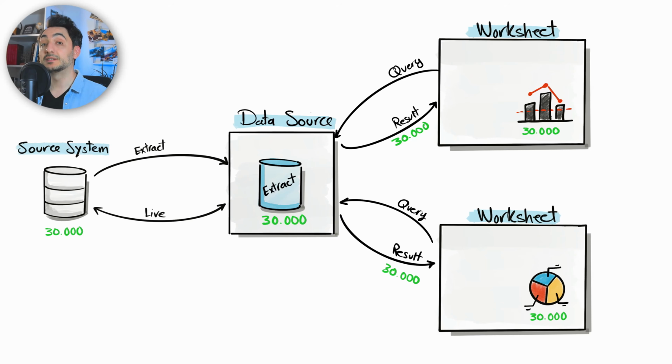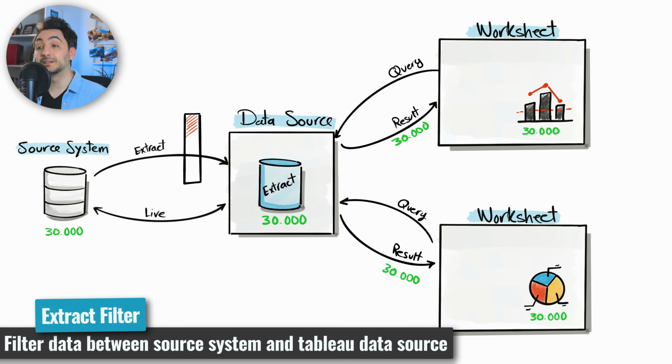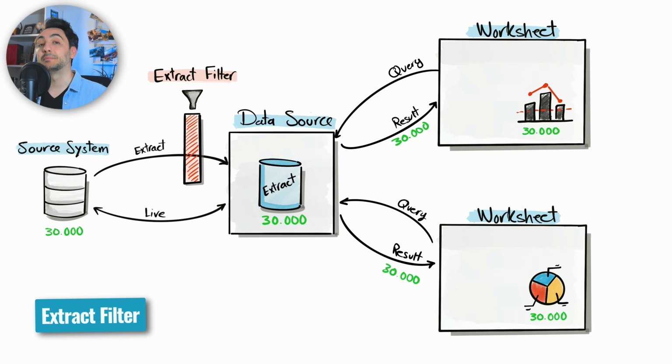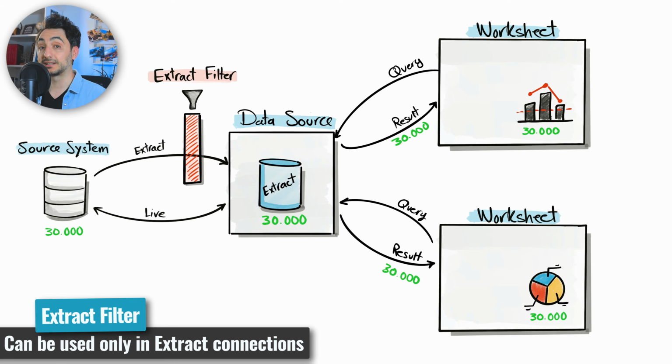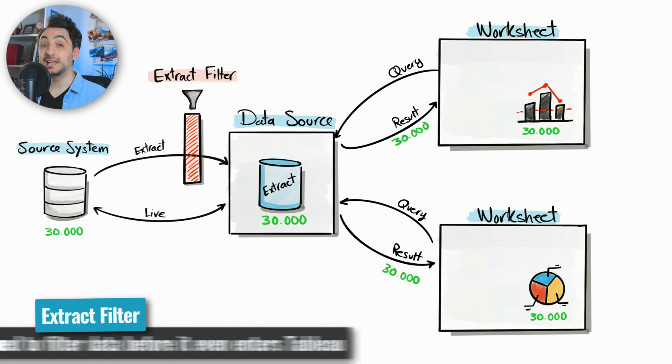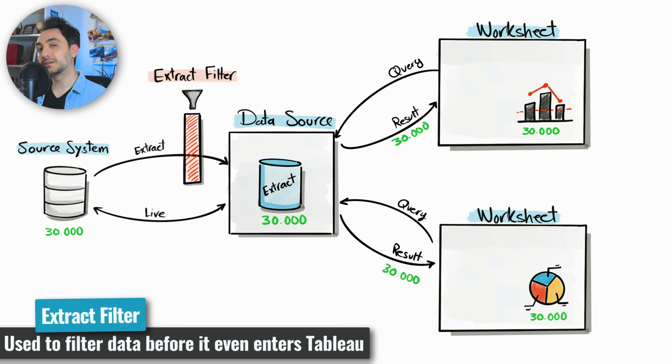The first type of filter that we can use is called the extract filter. You can apply the extract filter between the source of your data and the Tableau data source. You can use this type of filter if you are using the extract connection. That means you cannot use the extract filter for data sources using the live connection. The extract filter will be used to filter the data before it even enters the Tableau data source.